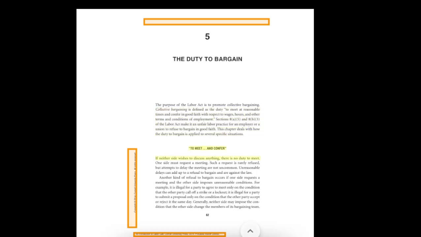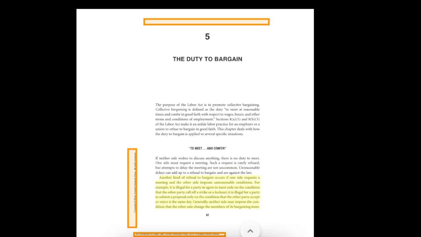To meet and confer. If neither side wishes to discuss anything, there is no duty to meet. One side must request a meeting. Such a request is rarely refused, but attempts to delay the meeting are not uncommon. Unreasonable delays can add up to a refusal to bargain and are against the law.